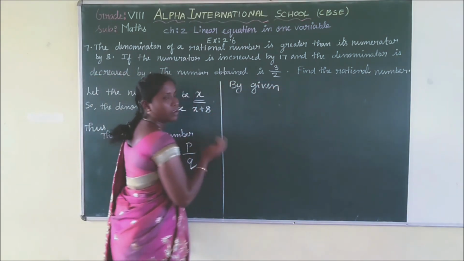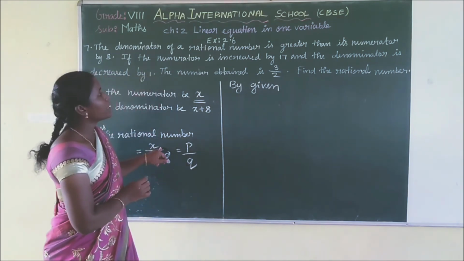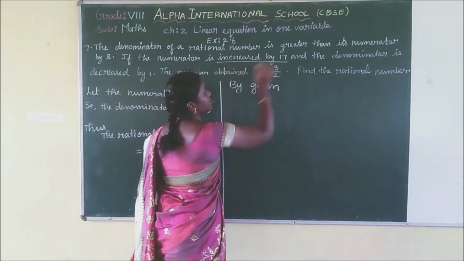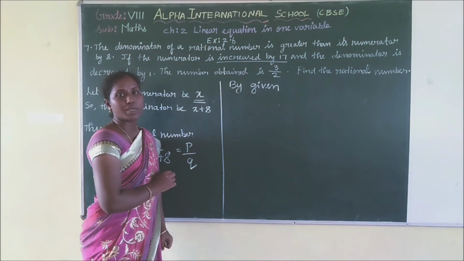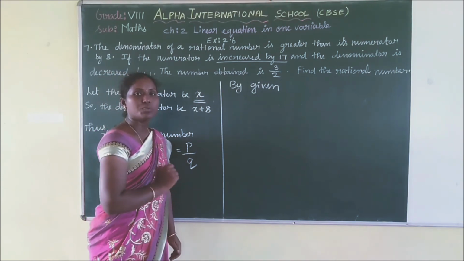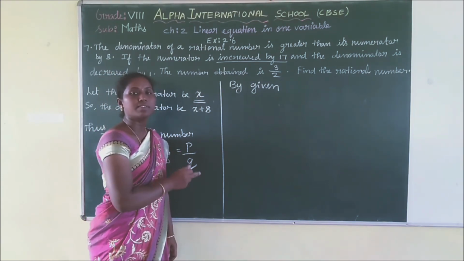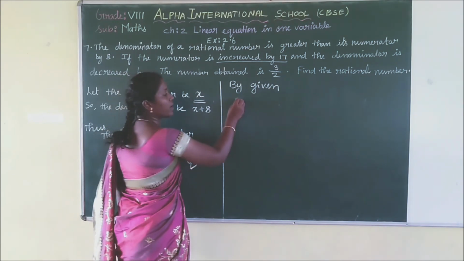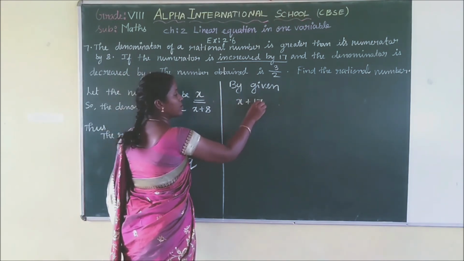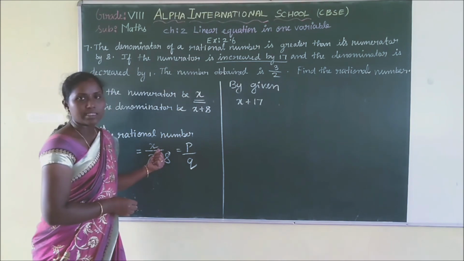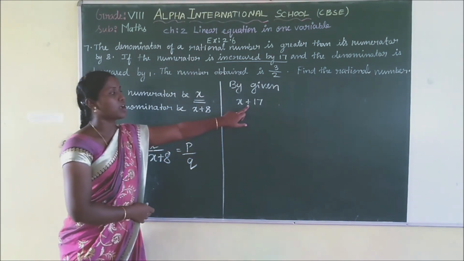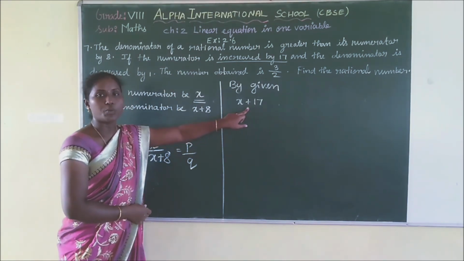By the given condition in the question, if the numerator is increased by 17. Increased by 17 means what we have to do? We have to add 17 to the numerator. So here the numerator is x. Increased by 17 means we have to add 17 to the numerator.